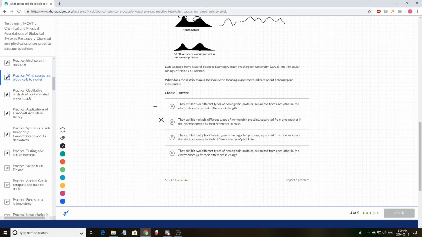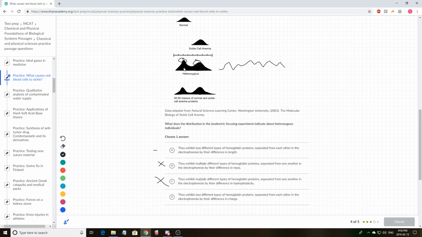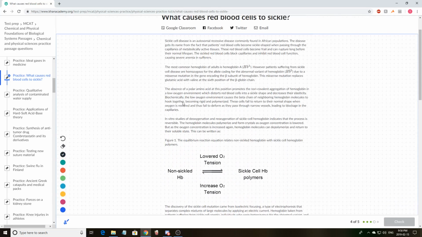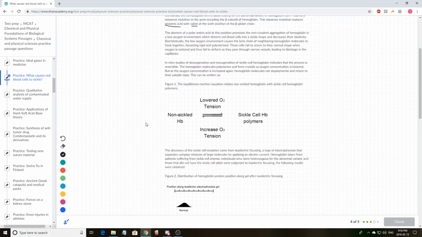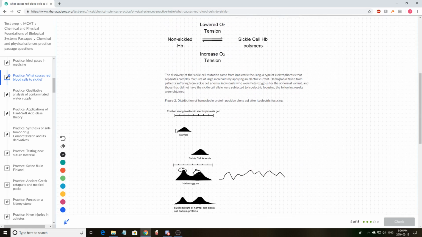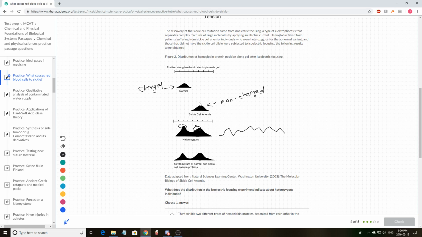They exhibit multiple different types of hemoglobin proteins. Again, we don't have multiple types; we simply have two different types, 1 and 2. And they exhibit two different types of hemoglobin proteins separated from each other in electrophoresis by the difference in their charge. Well, yeah, because we know that in hemoglobin, glutamic acid is replaced with a valine. So something that is charged is replaced with something that is nonpolar and uncharged, meaning this is charged and this is non-charged. And in the heterozygous individual, we see aspects of both.